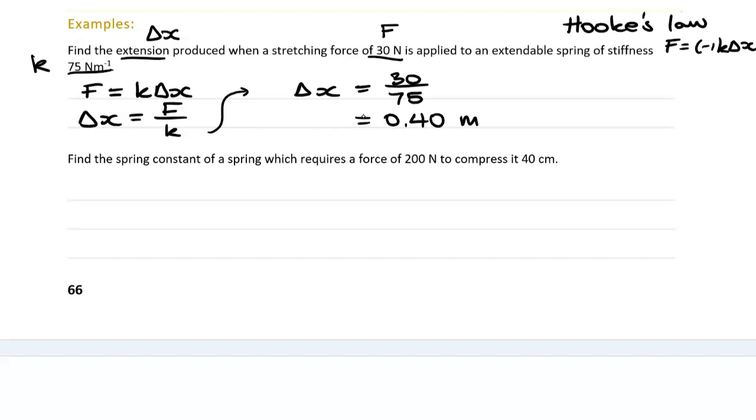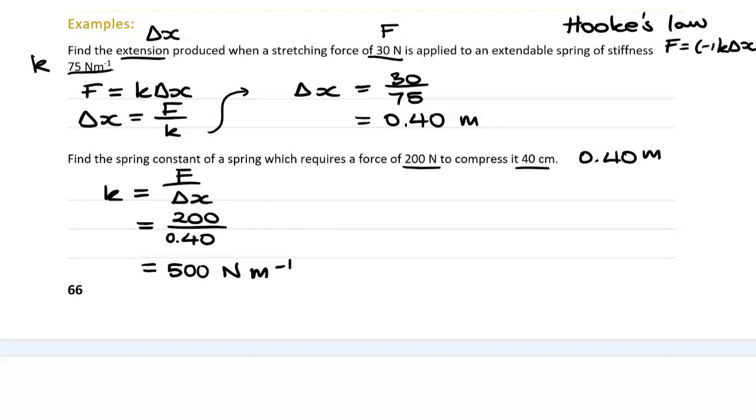We're now asked to find the spring constant of a spring which requires a force of 200 newtons to compress it by not 40 centimeters, but 0.40 meters. Oh, that's interesting. It's the same number as before. I think that was not intentional. Have a go at this one, see if you get the same result.